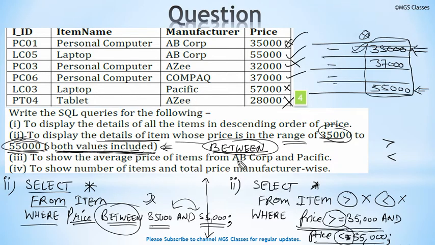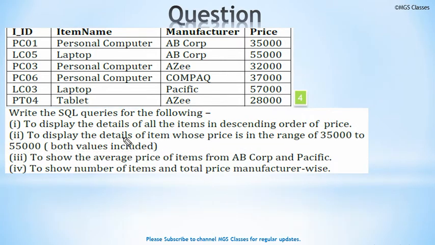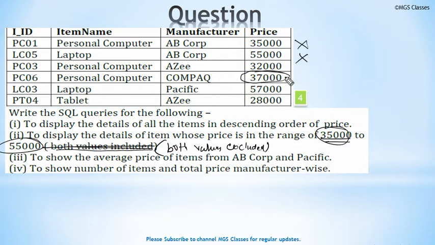Now I am showing some other step also here for your convenience. Let's suppose this line was not mentioned here, and in place of this line it was mentioned both values excluded. In that case, items whose price is 35,000 and 55,000 will not come in the output. Only the item that will come in the output is 37,000, because it is strictly greater than and less than.